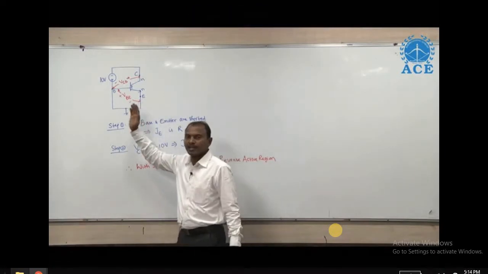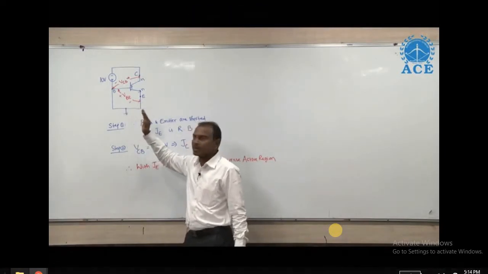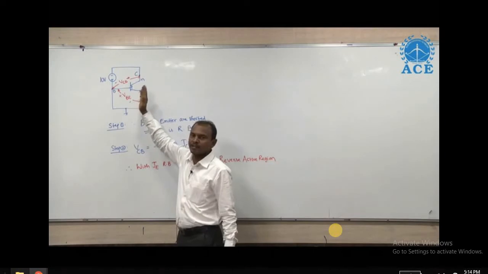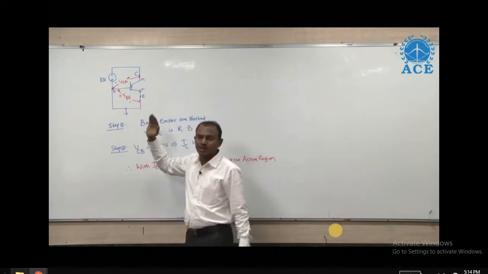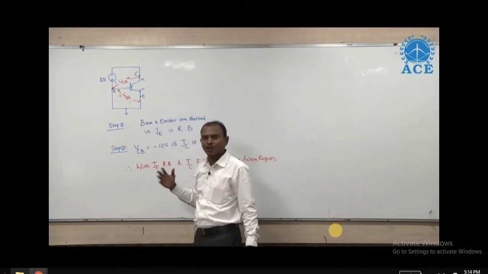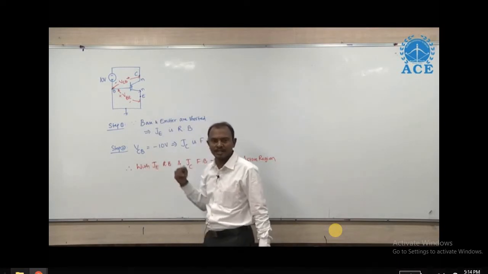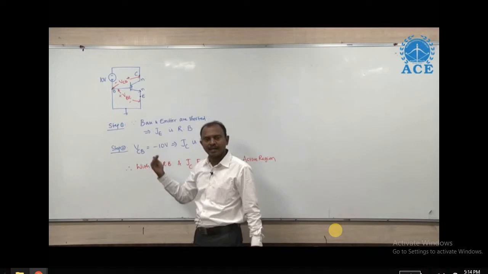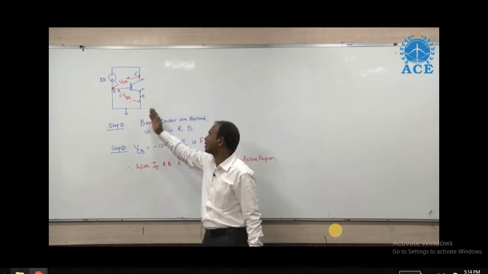In the given circuit, the examiner is asking us to identify the region of operation of the BJT. To decide the region of operation of a BJT, we should know what kind of biasing is given to the emitter junction of the BJT and what kind of biasing is given to the collector junction of the BJT. Now, let us look into the circuit here.